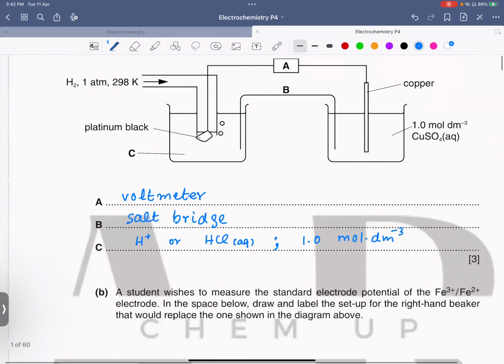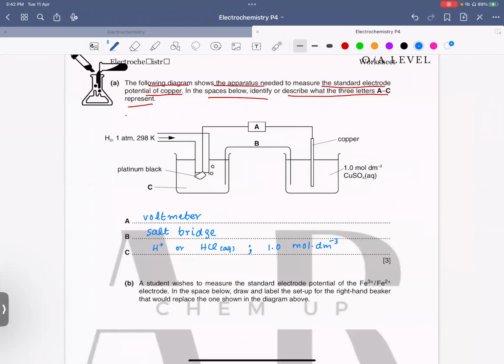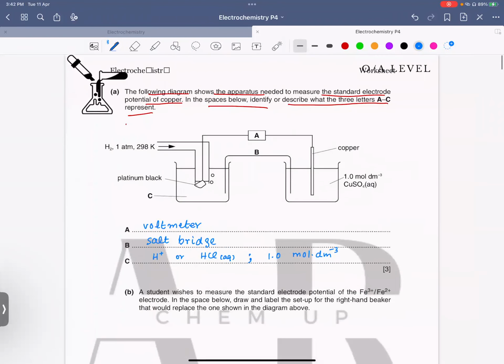Is this part clear to everyone? Yes. If anyone has any doubt, kindly ask.